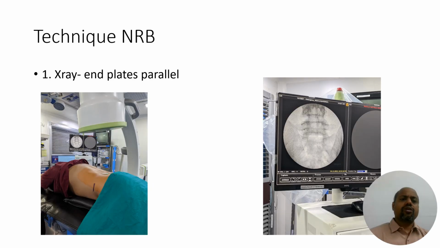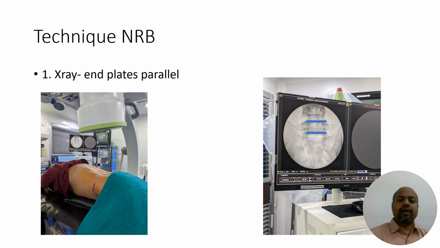Now, in terms of the technique for the nerve root block, first you make the patient lie down on a table which has an adequate amount of clearance on the lower side, and there is no rod coming inside. The patient lies down stable prone, and then we take an X-ray. In the X-ray, we make the end plates parallel.